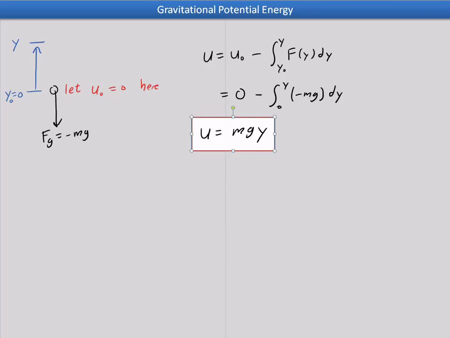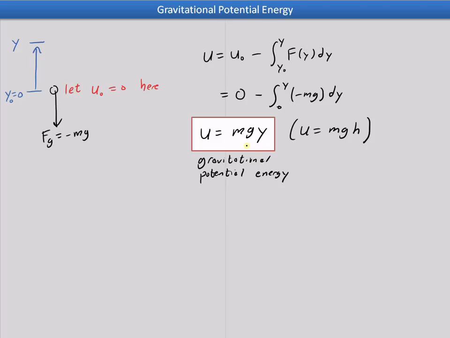Now it's not unusual to see this written as mgh. Just a different choice of symbols here. That way you're not reusing the coordinate y if you want to use it somewhere else in your problem. So h here would stand for height. Okay, so that's our gravitational potential energy. This will be one of the more common energy formulas you use, along with kinetic energy.